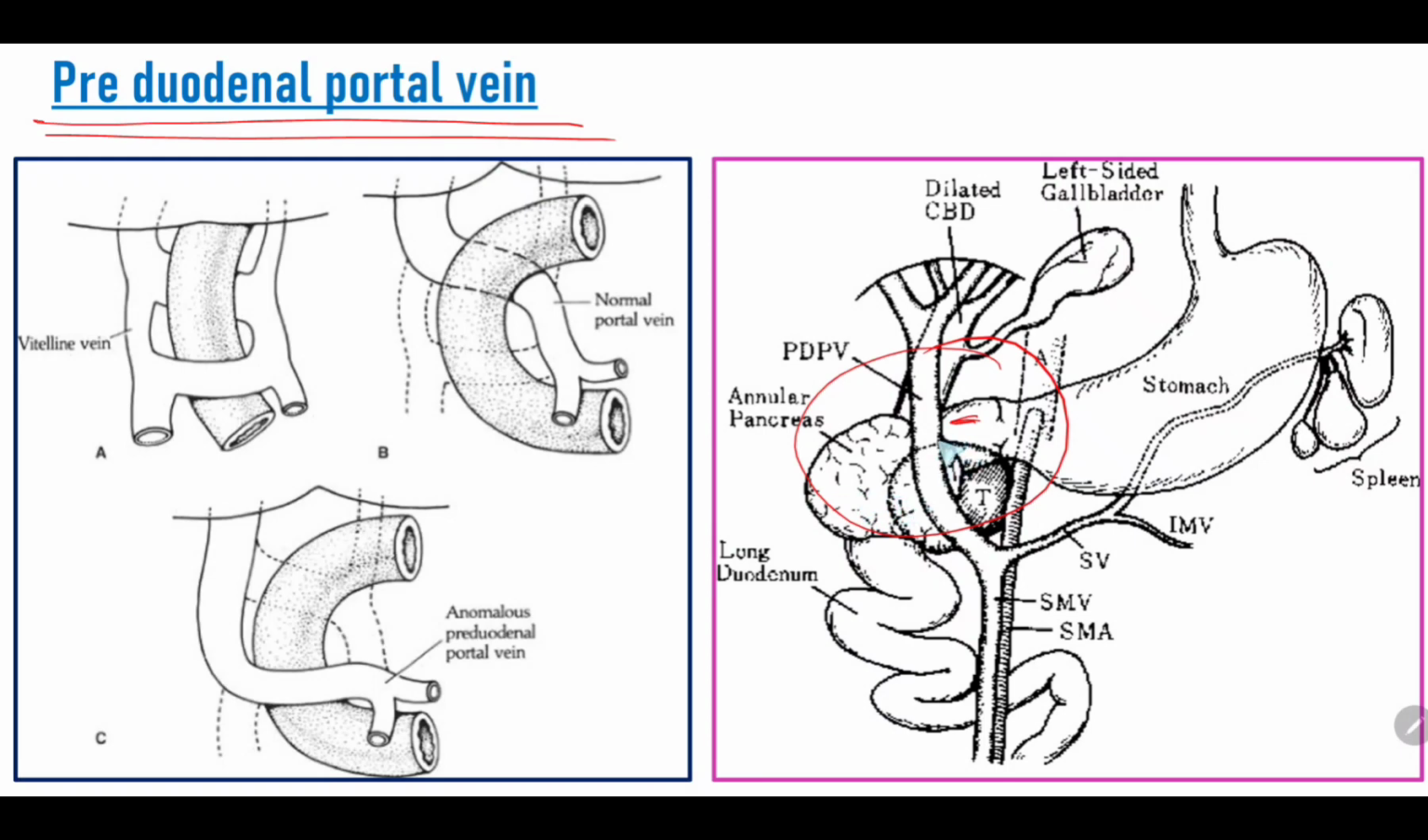In that case, what happens? This pre-duodenal portal vein may compress the first part of the duodenum.